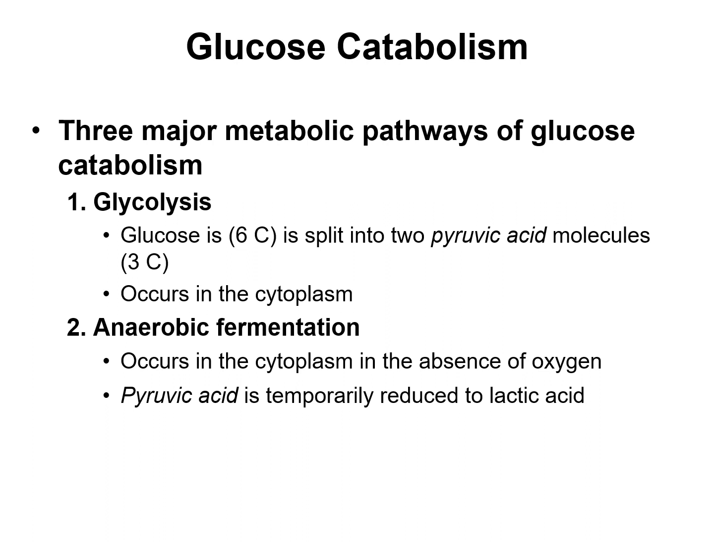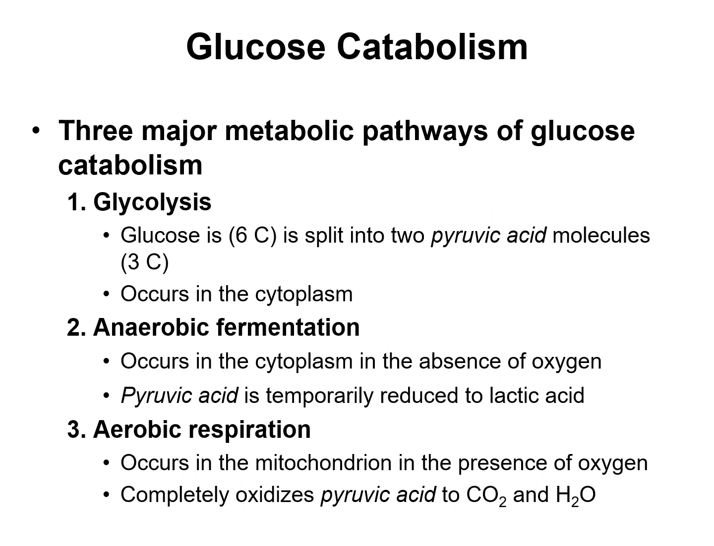During the process of anaerobic fermentation, that pyruvic acid is going to be temporarily reduced to a molecule called lactic acid. This occurs in the cytoplasm and does not require oxygen. Aerobic respiration occurs in the mitochondrion, and what's going to happen, we're going to take that pyruvic acid from the cytoplasm, move it into the mitochondrion, and it's going to be completely oxidized to carbon dioxide and water.